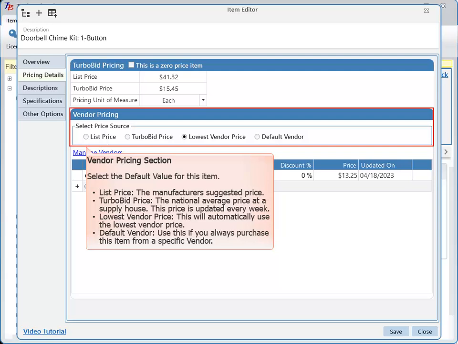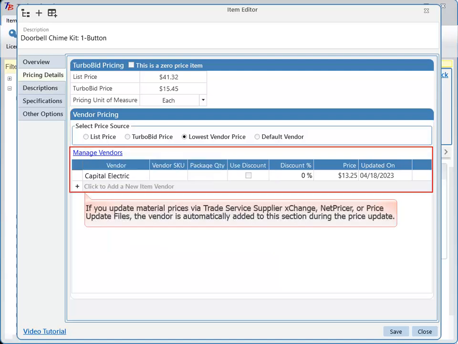Lowest vendor price. This will automatically use the lowest vendor price. Default vendor. Use this if you always purchase this item from a specific vendor. If you update material prices via Trade Service Supplier Exchange, NetPricer, or Price Update files, the vendor is automatically added to this section during the price update.